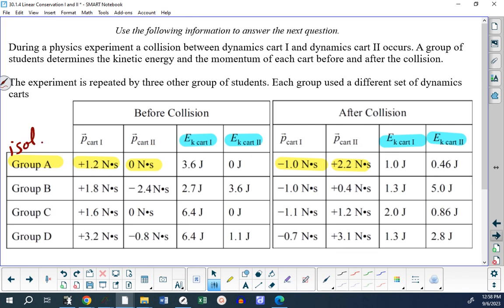We're going to have to do this for all of them. I want you now to take a look at group B and determine if group B is isolated. So isolated means the momentum is conserved. What you're looking at now is this row of data for group B. So you add together the two momenta before, you add together the two momenta after, and you compare the totals. I'm getting positive 0.6 before, I'm getting negative 0.6 before, yes? And negative 0.6 after. That means this is isolated.